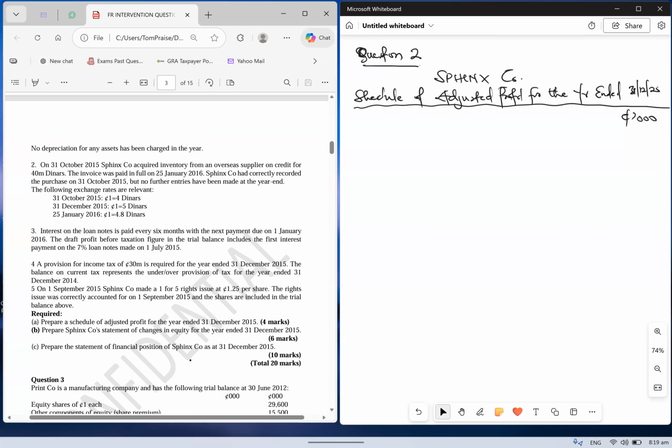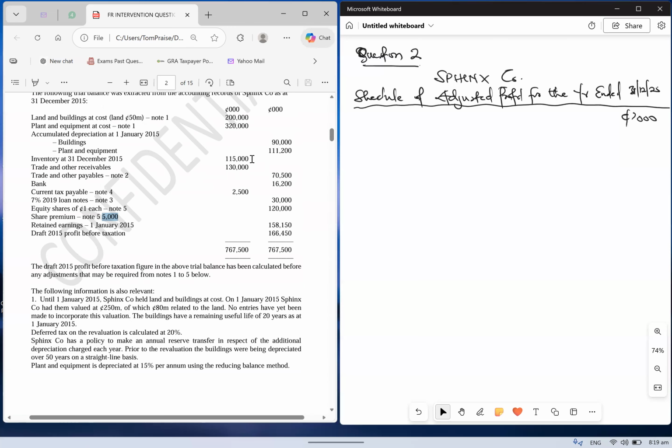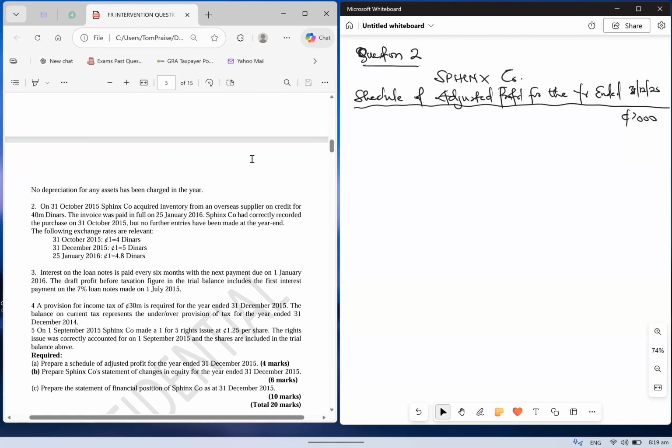Then he also say provision of income tax, 30 million is required for each year, for the year ended 31st December. The balance in the current tax represent over or under. So I showed you, I said if it is under, which side of the trial balance will you see it? Which side? Debit. So you see, this question has it. So if you look for current tax payable, it's at the debit. So it means it's under. All right. So these are things you should remember.